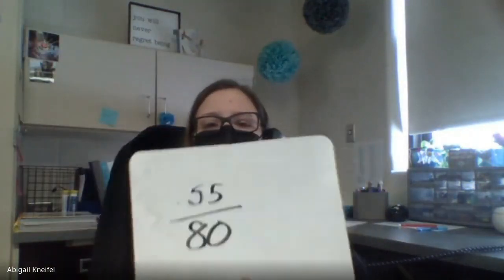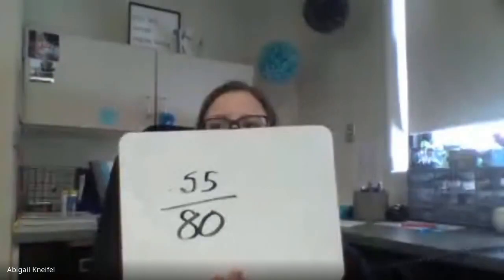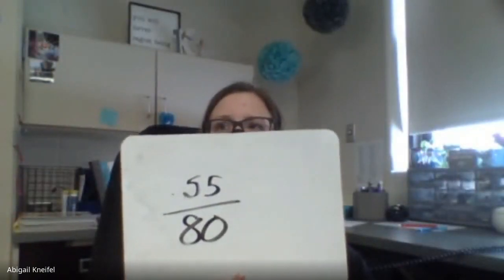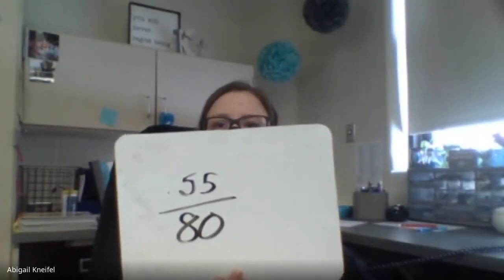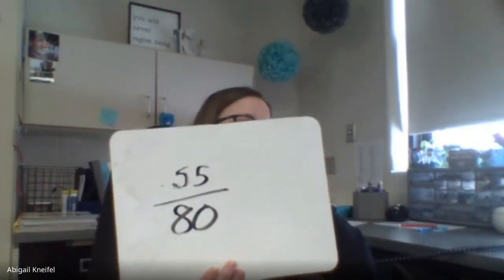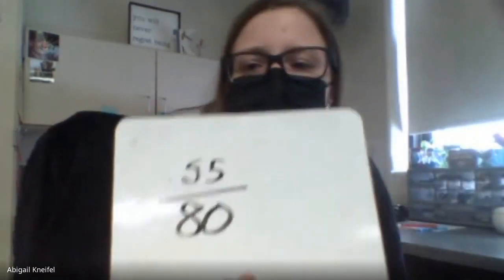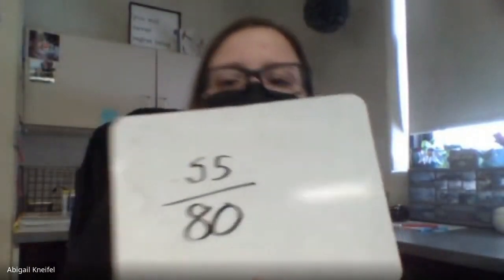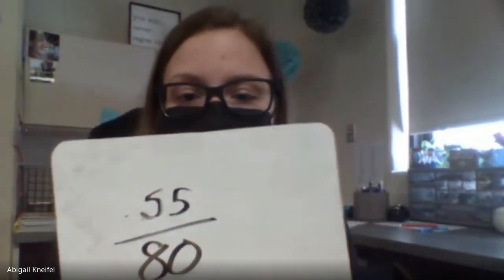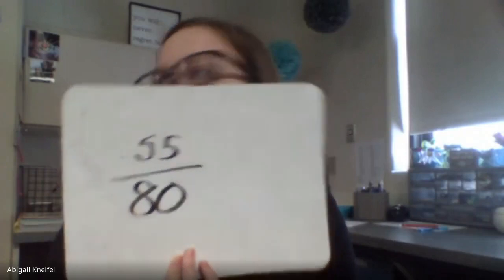I need you guys to simplify this number. 55 over 80. What can go into both of these? Look at what they end on. They end in a 5 and a 0. What is divisible by ending in 5 and a 0? And then divide.